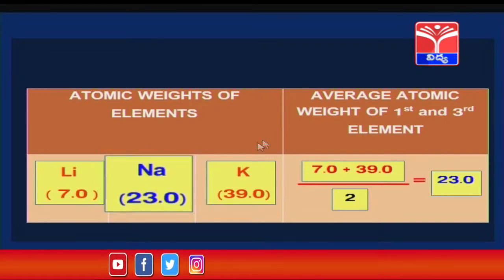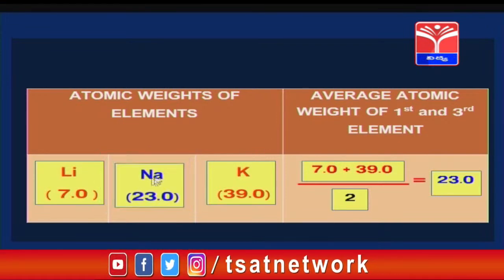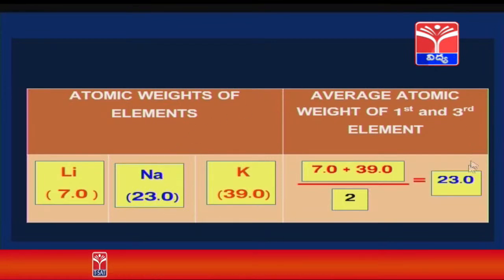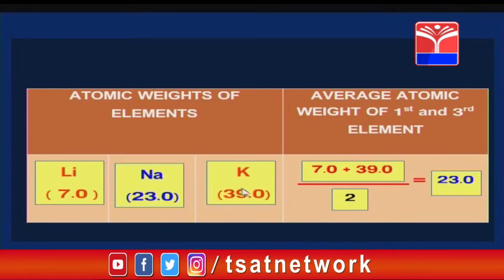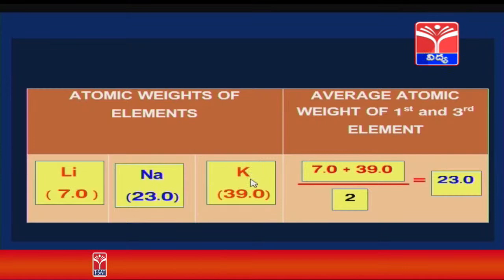Now, you see the atomic weight of the middle element sodium is exactly the same as the average of the atomic weights of lithium and potassium. That means, according to Dobereiner's law of triads, the atomic weight of the middle element is the average of the atomic weights of the first and third elements.